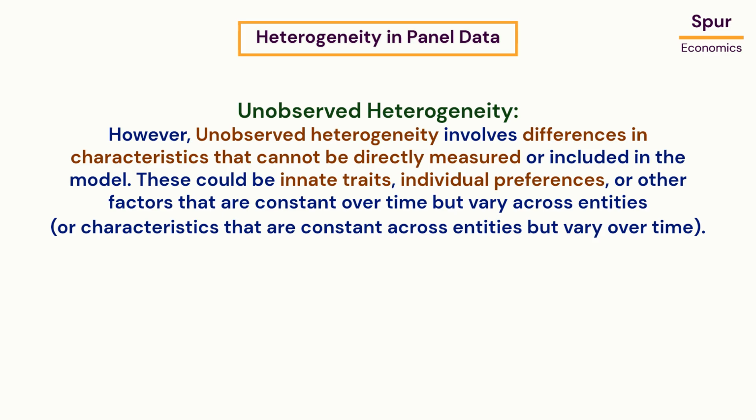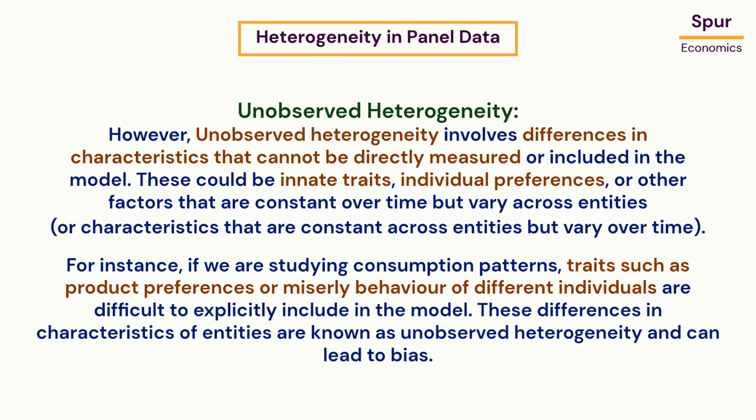However, unobserved heterogeneity involves differences in characteristics that cannot be directly measured or included in the model. These could be innate traits, individual preferences, or other factors that are constant over time but vary across entities. For instance, if we are studying consumption patterns, traits such as product preferences or miserly behavior of different individuals are difficult to explicitly include in the model. These differences in characteristics of entities are known as unobserved heterogeneity and can lead to biased results.